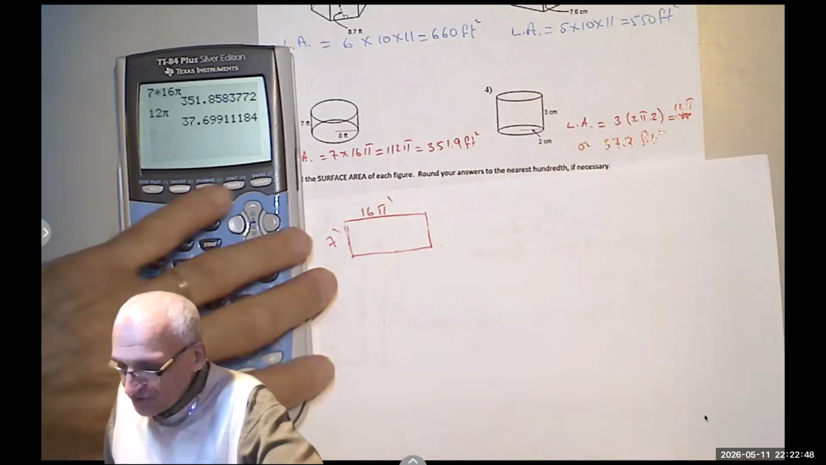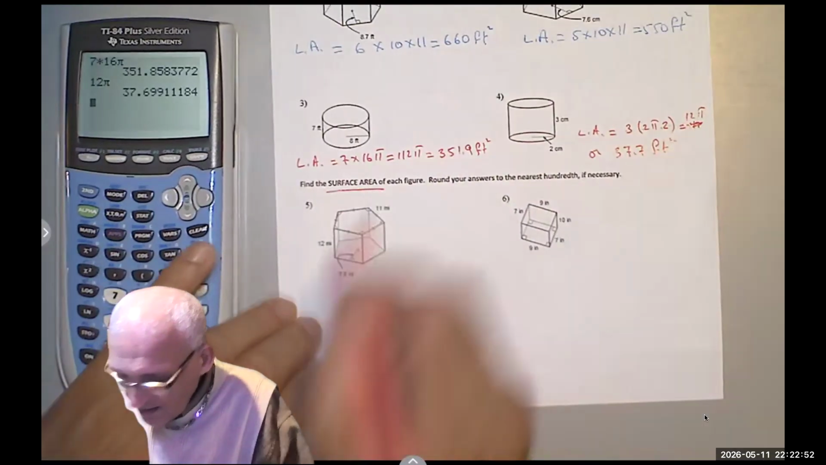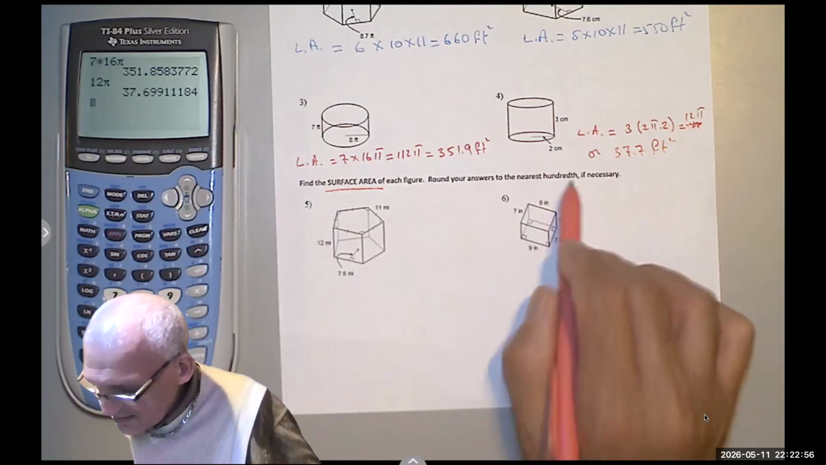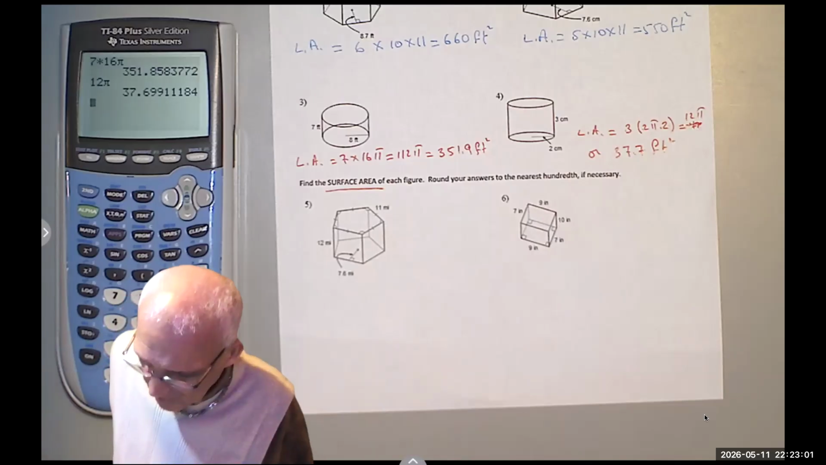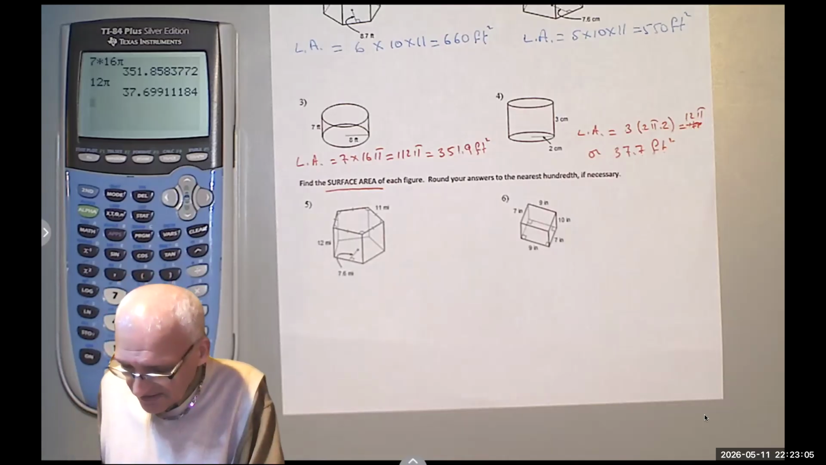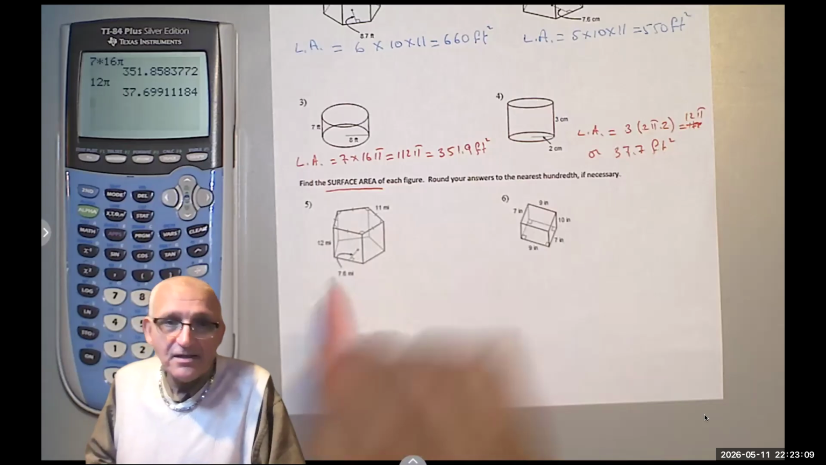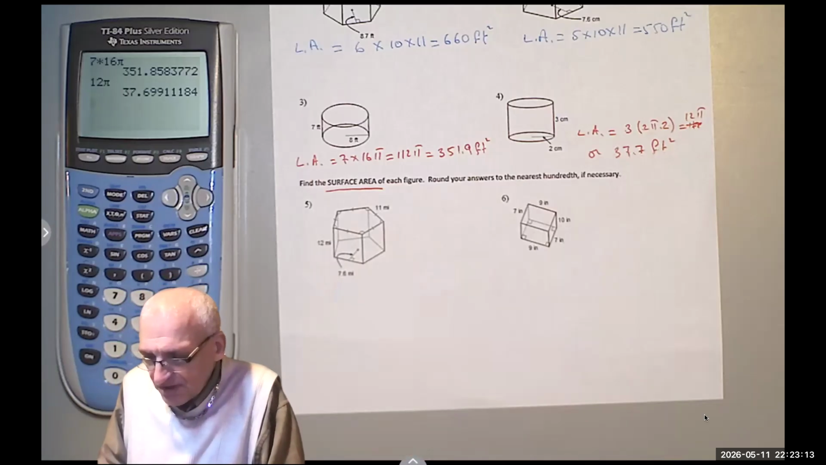Now, when they ask you to find the surface area of each figure and round it to the nearest hundredth if necessary. Okay, how can I find the total surface area? It means the lateral area like I did before, but then the top and the bottom. How do I find the top and the bottom?